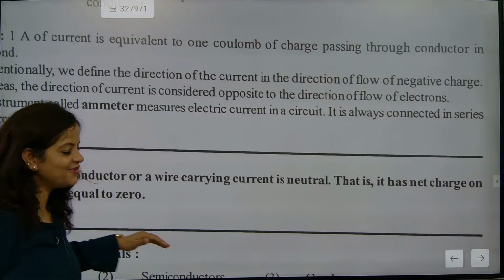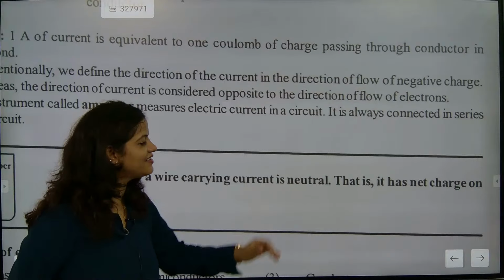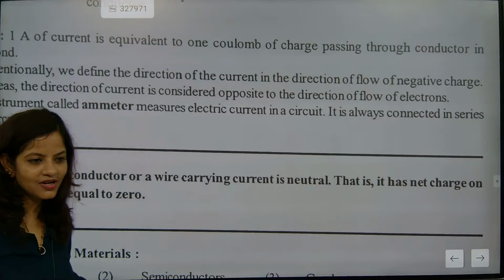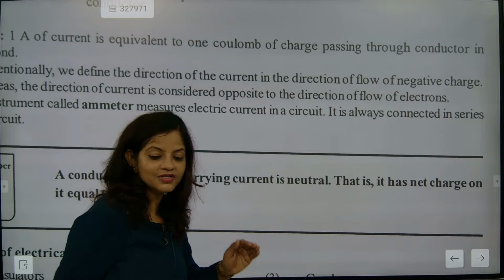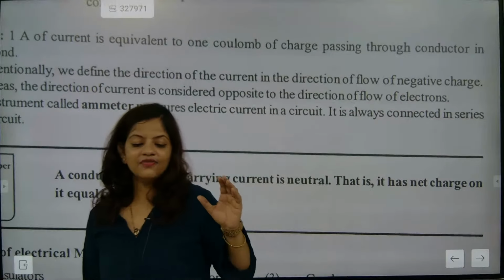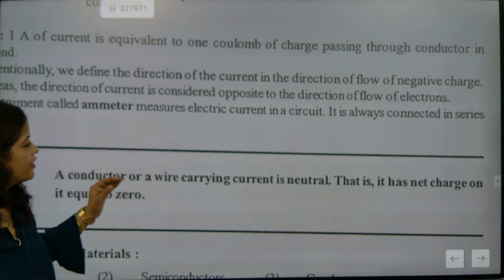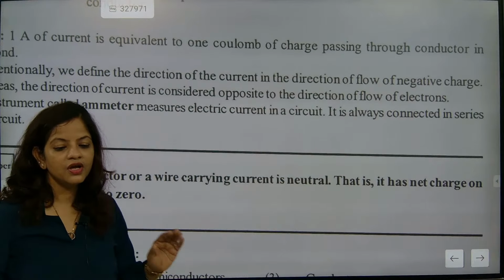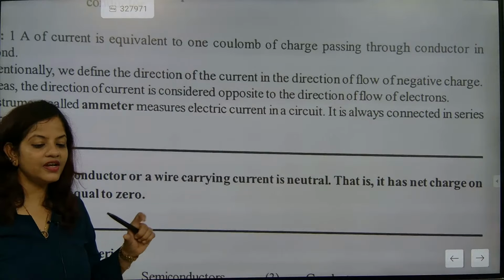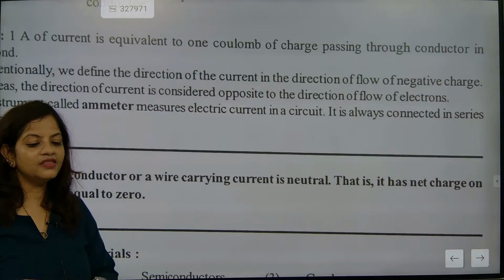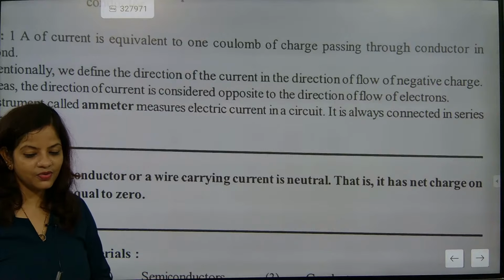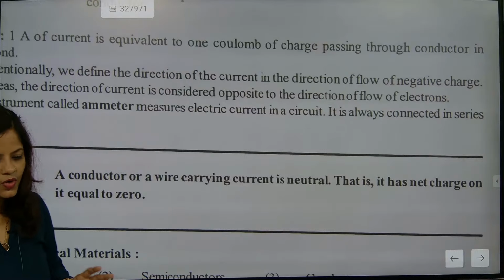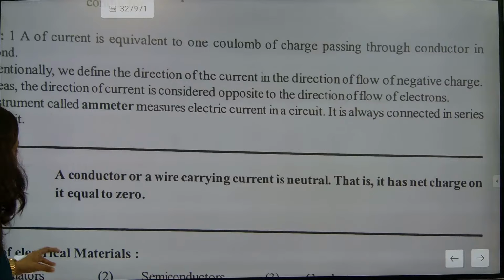So now look here. A conductor or a wire carrying current is neutral. Understood? Because before itself we have learned about it and we have understood that whatever things are there, it has a net zero. Net charge is exactly equal to zero. The net charge is coming as how much, beta? Zero. Got it? Why? Because the electrons are in zigzag motion. That we have already understood. So net charge is zero.